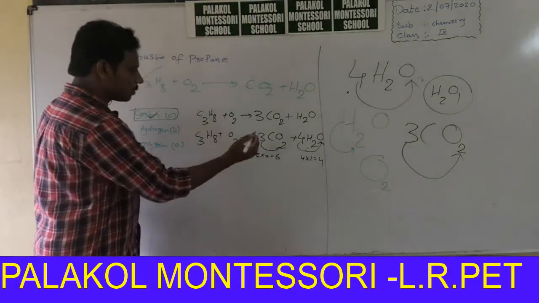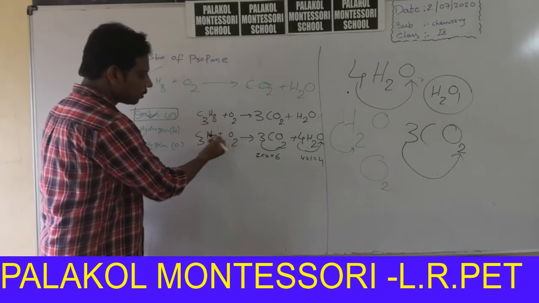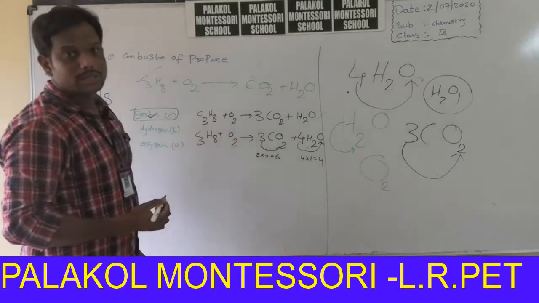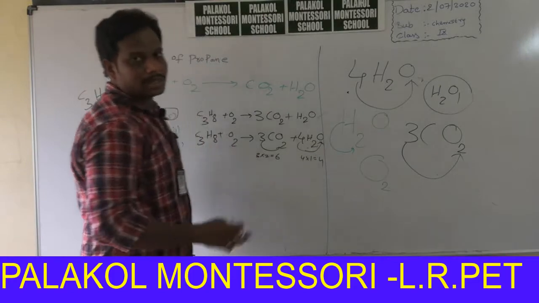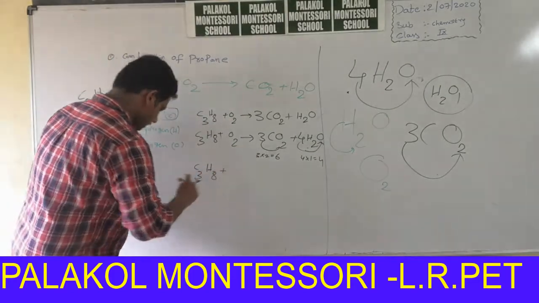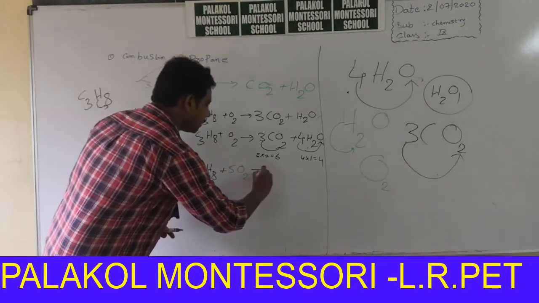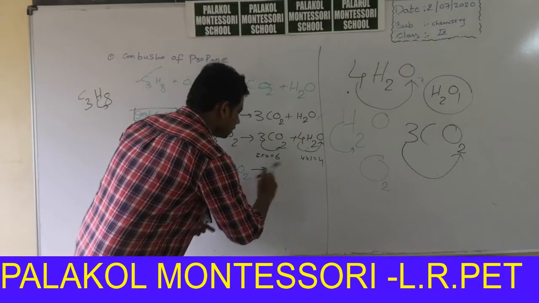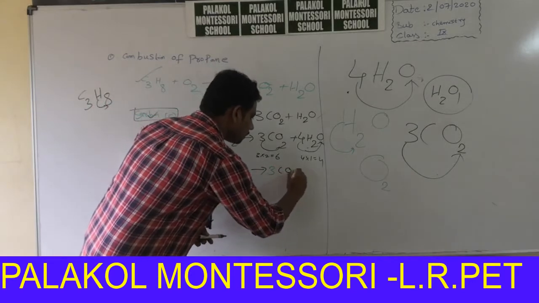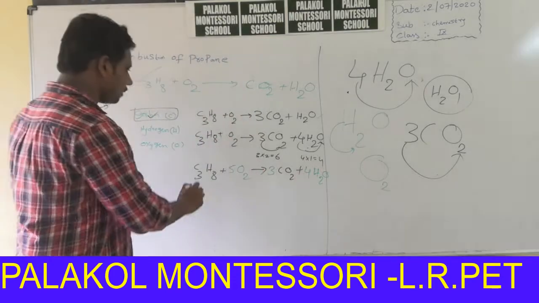1 into 2, 2, no chance. 2 into 2, no chance. 3 into 2, no chance. 4 into 2, no chance. 5 into 2, 5 2s are 10. Already 10 atoms are there. So final answer is C3H8 plus 5O2, which gives 3CO2 plus 4H2O.